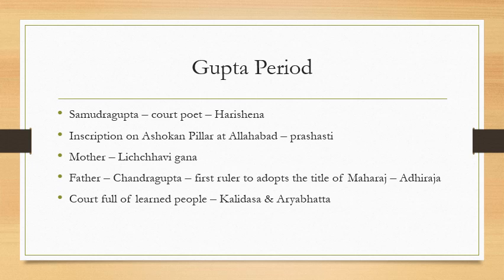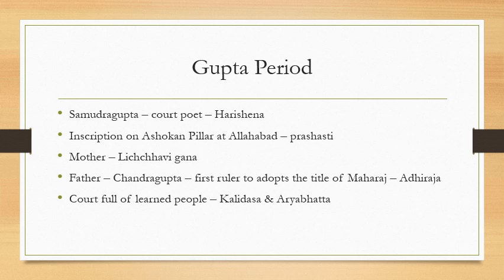Samudragupta's mother Kumara Devi belonged to the Lichchhavi Gana, while his father Chandragupta was the first ruler of the Gupta dynasty to adopt the grand title of Maharajadhiraja, a title that Samudragupta also used. His great-grandfather and grandfather are mentioned simply as Maharajas. His court was full of learned people, including Kalidasa, the poet, and Aryabhatta, the astronomer.